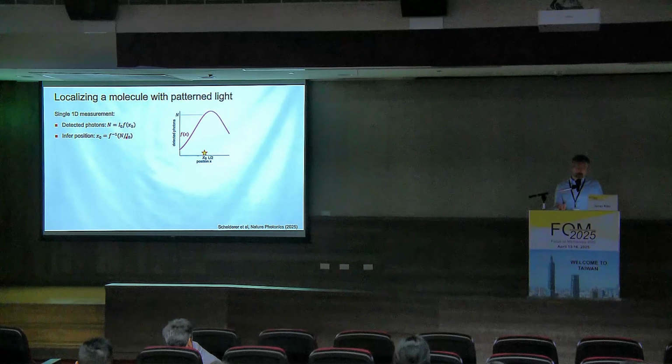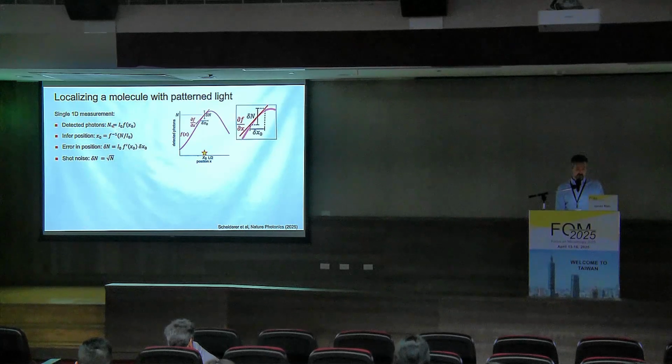Now we can ask the question, what error do we make with this kind of measurement? For this, we just have to look at the error of n, and do error propagation, and we find that the error of n is I0, the derivative of the PSF at the position of the fluorophore, times the error of x0. This is something you can easily understand geometrically. You see here the error in x and the error in the photons are related by the slope of the PSF, the f prime of x.